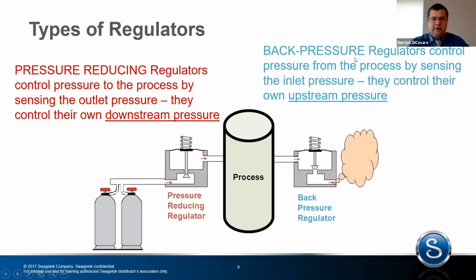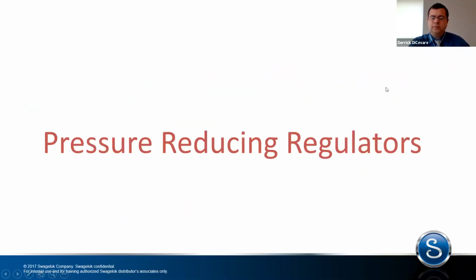With a back pressure regulator, they're going to control pressure by sensing the inlet pressure, the upstream side. They control their own upstream pressure. So any changes that happen upstream, they're going to react downstream. So that's how they're basically designed to be used in any process, being that generic cylinder in the middle there. But we're going to talk about how they function in a little bit more detail right now.